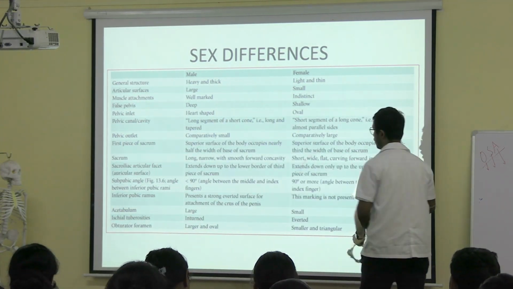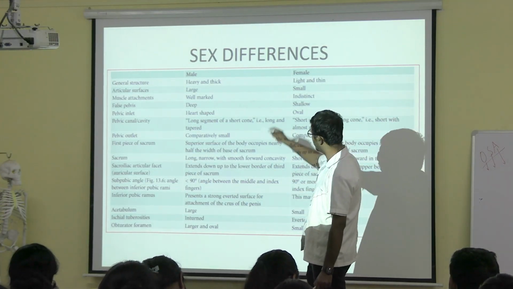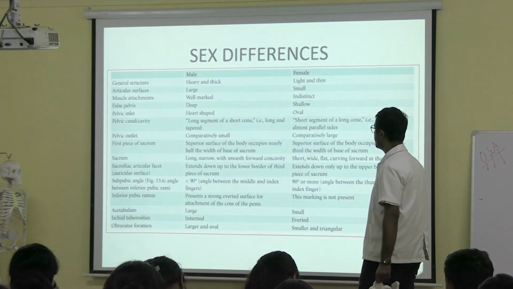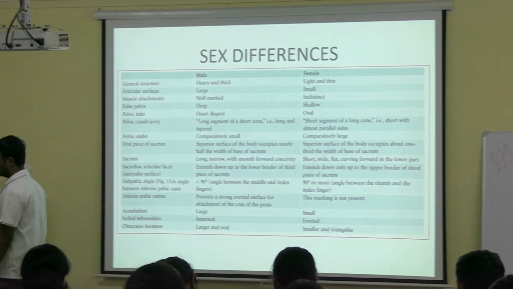So the acetabulum will be large in case of male, and the ischial tuberosity will be inverted in male. The female acetabulum will be small, and the obturator foramen is larger and oval in case of males.